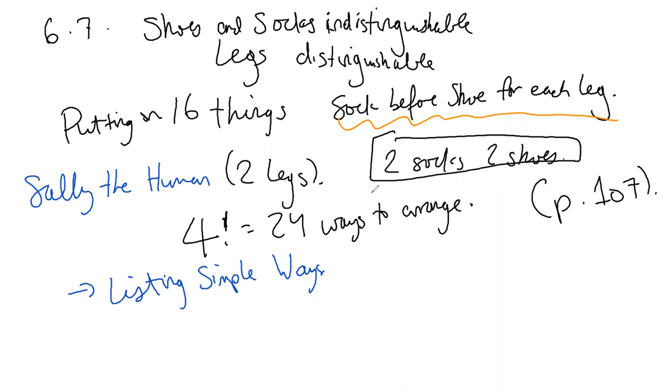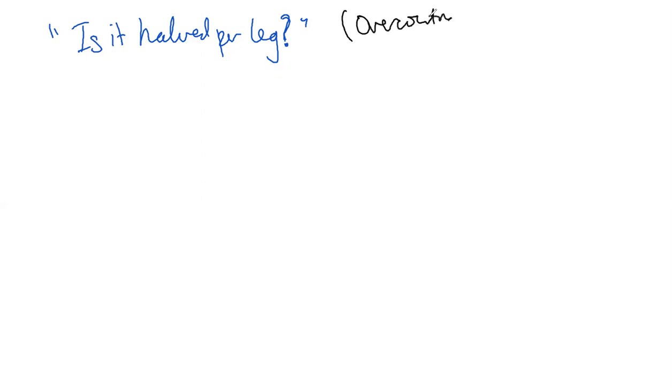Once we realize this, this is the key part. When you do the listing, you're thinking, is it halved per leg? That's a very weird question out of context, by the way. Is it halved per leg? That means we're basically thinking it's overcounting by 2. How are we overcounting by 2?